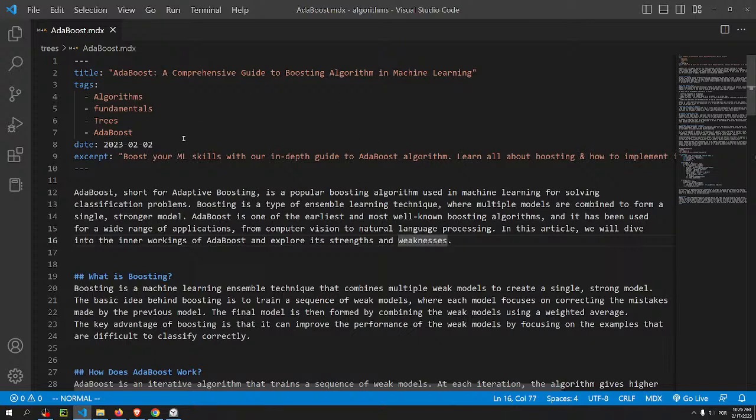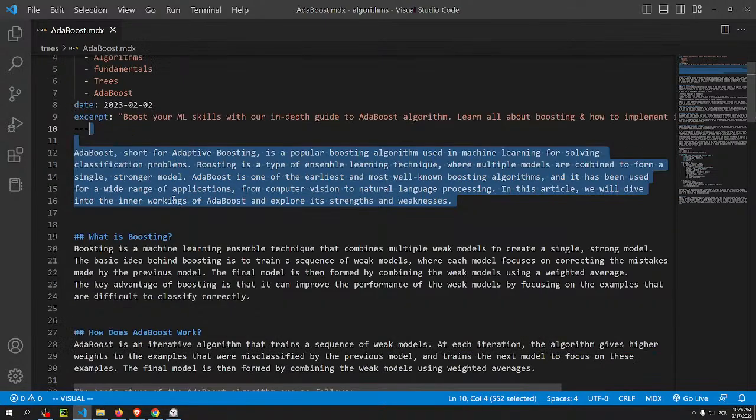And the boosting, I know it's from machine learning, so it's a popular boosting algorithm used in machine learning for solving classification problems. Boosting is a type of ensemble learning technique where multiple models are combined to form a single stronger model. AdaBoost is one of the earliest and most well-known boosting algorithms, and it has been used for a range of applications, from computer vision to natural language processing. In this article, we will dive into the inner workings of AdaBoost and explore its strengths and weaknesses. I remember seeing this on Kaggle, I think. They talk about this stuff.